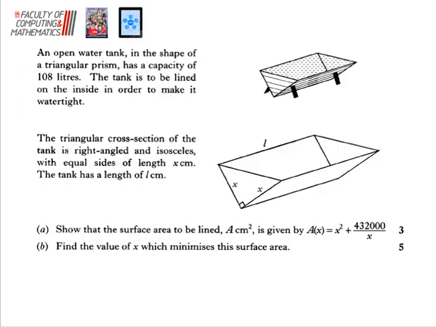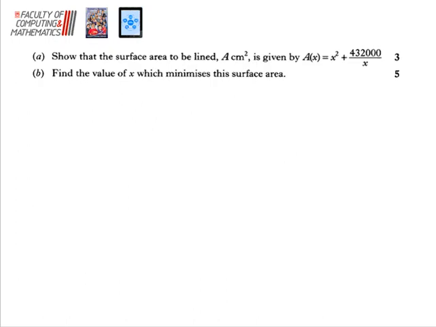So here's a past paper question, talking about an open water tank, bit trickier. To be honest, I don't really care right now. What I want you guys to do is go in, look at the formula you're given, and find the minimum surface area. Find that stationary point from part B.